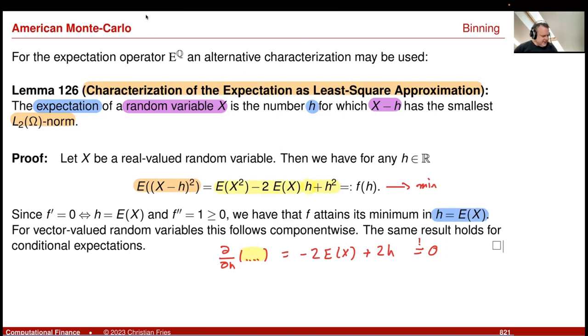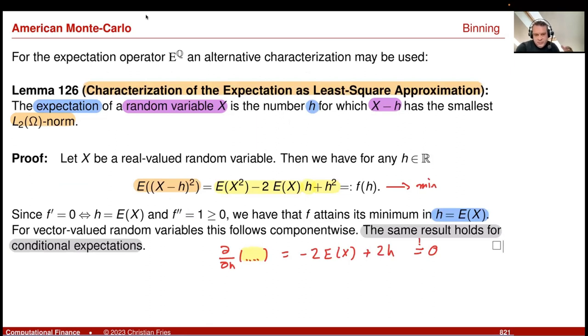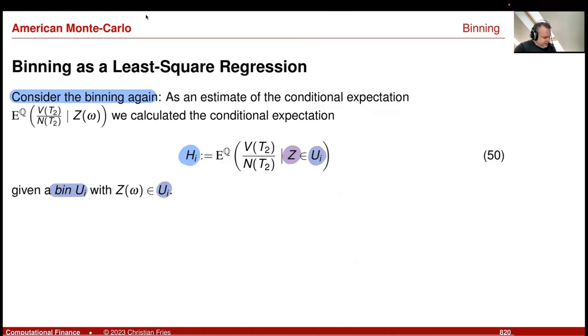And actually, this result also holds for the conditional expectation. So if you go back to the binning, we are taking the expectation on a subset of our sample path. So just apply this lemma on that subset and you have the result also for the conditional expectation. In my binning I would like to find the horizontal value hi such that all these other dots minus this horizontal value has minimal L2 norm.